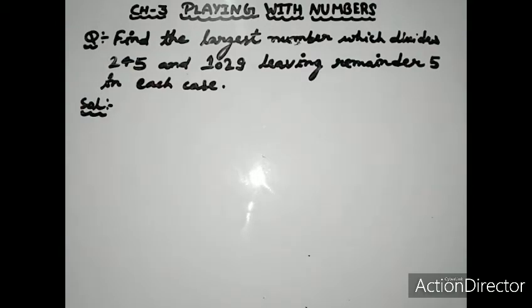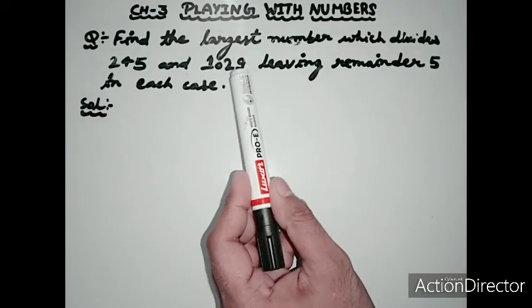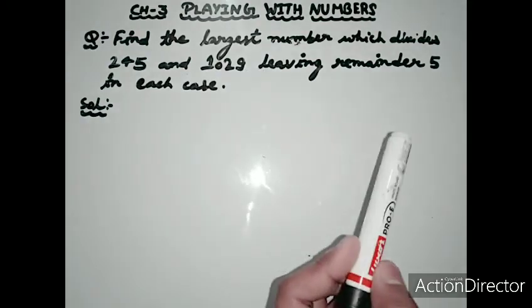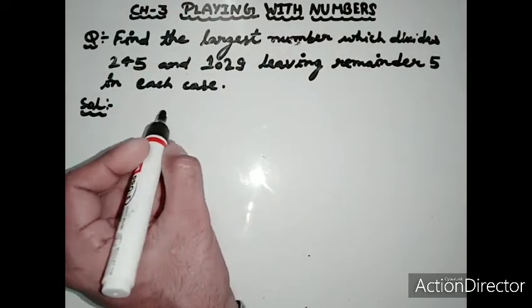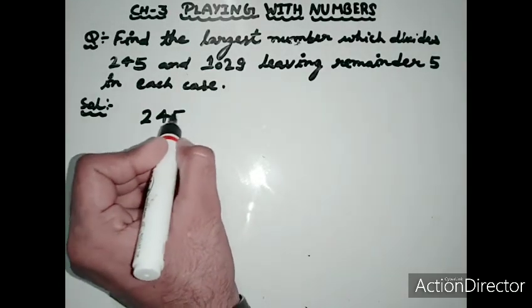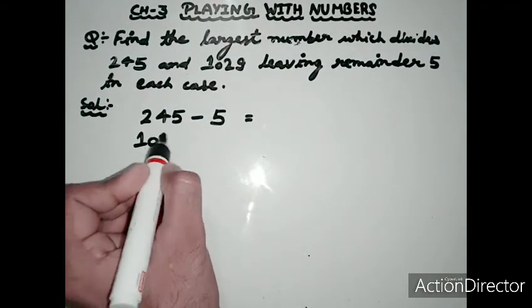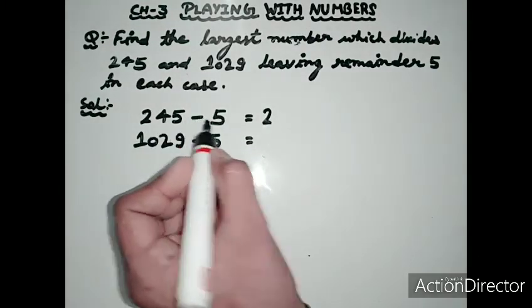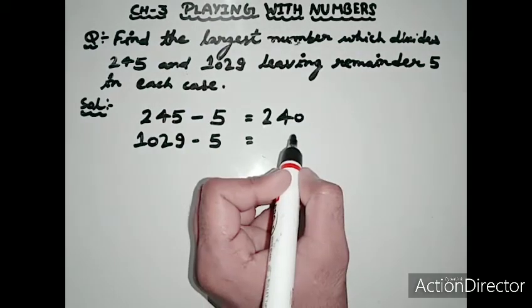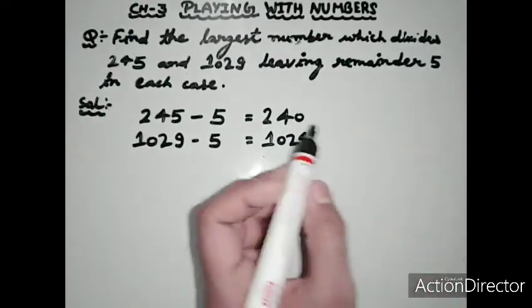So what we do here, it is given that the required number when divides 245 and 1029, the remainder is 5 in each case. This means that here we subtract 5 from 245 and subtract 5 from 1029. So here we get, when we subtract 245 minus 5, we get 240 here, and here we get 1024. Now here we compare these two numbers.